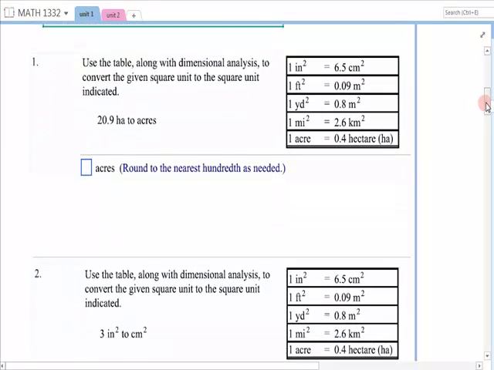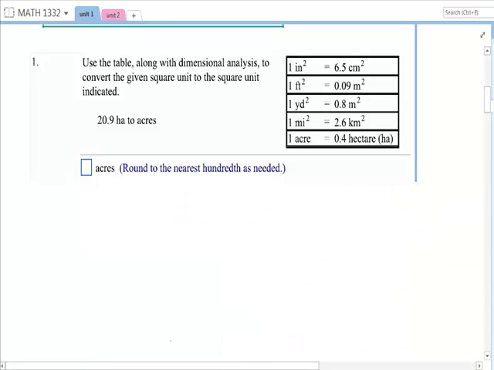And I hope I have them all on that handout that I gave you. As you do your homework tonight, please let me know if you think I've left any of the facts off of your chart. All right, let's take a look at number 1. Use the table along with dimensional analysis to convert the given square unit to the square unit indicated. All right, an HA is a hectare. It is smaller than an acre. I don't know where it came from. It is a metric unit. All right, here we go.